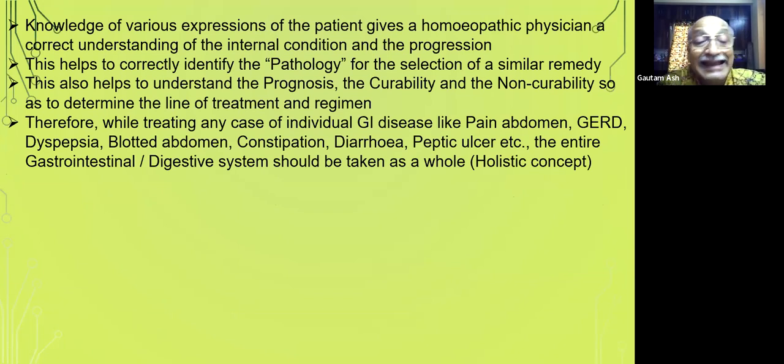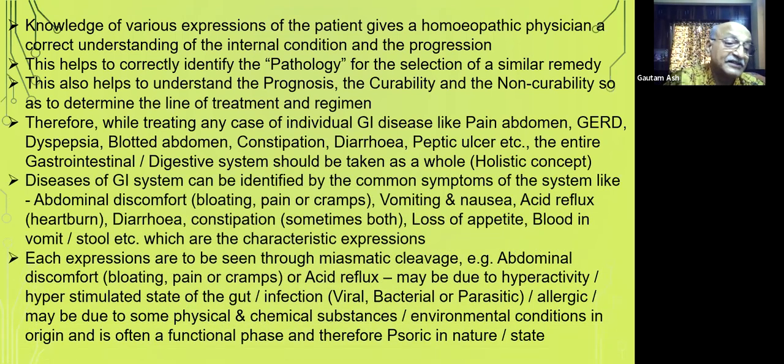Therefore, while treating any case of an individual GI disease, let us come back to the GI system, like pain abdomen or GERD, gastroesophageal reflux disease, dyspepsia, bloated abdomen, constipation, diarrhea, peptic ulcer, etc. The entire gastrointestinal or digestive system should be taken as a whole. We will not focus only on that area. That is called the holistic concept. This is very important for us.